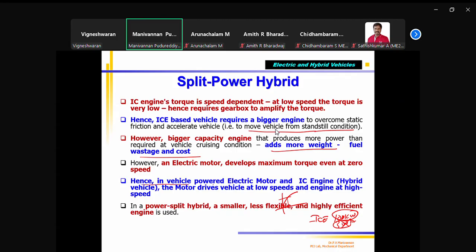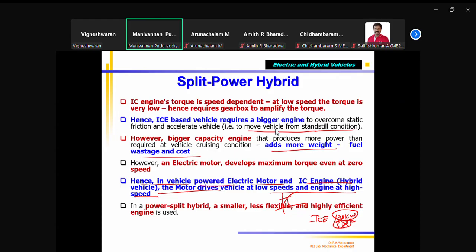Hence, this split power, electric motor and IC engine, is used. Initially when starting, most of the power will come from the electric motor. The maximum torque comes from the electric motor while starting the vehicle and at low speed. So you need not run the engine at low speed, producing more pollution and low fuel efficiency. Once the vehicle reaches high speed, cruising condition, the electric motor power can be reduced considerably, and more power will come from the engine while the vehicle is cruising at high speed on the highway.